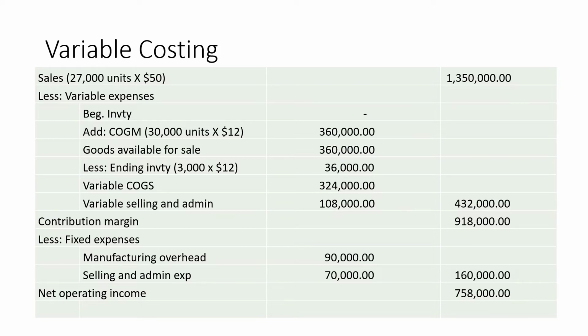And your contribution margin for the period is 918,000. Paano na-compute yan? Kunin lang natin yung difference between your sales and your total variable expenses. Ngayon, from your contribution margin, we now deduct your fixed expenses. What are your fixed expenses? Una, meron tayong manufacturing overhead na magkano yun? 90,000. And second, we have your selling and administrative expense na 70,000 for a total of 160,000. That is why your net operating income for this period under variable costing is 758,000.